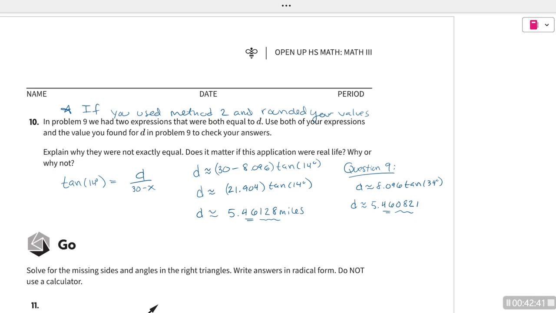Does this matter if this application were real life? Why or why not? I would say no. I would say this is a minute enough difference to not really matter. So this would be a relatively unimportant difference in real life, given this scenario.